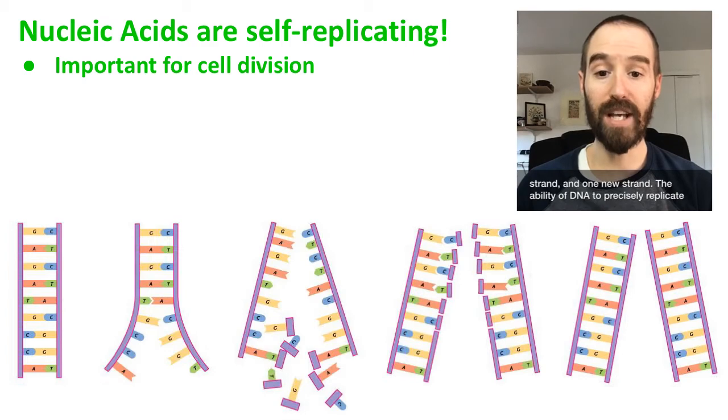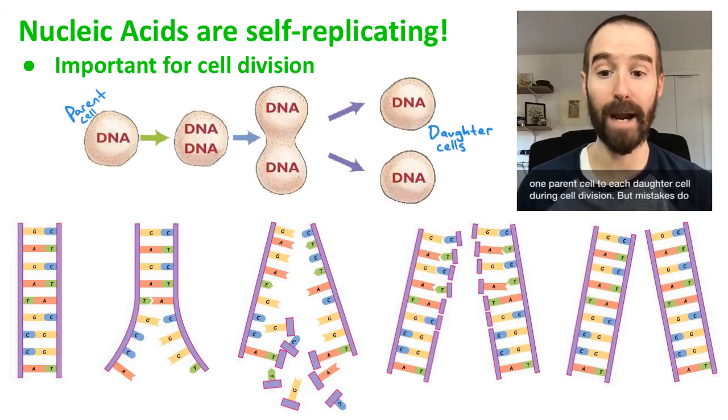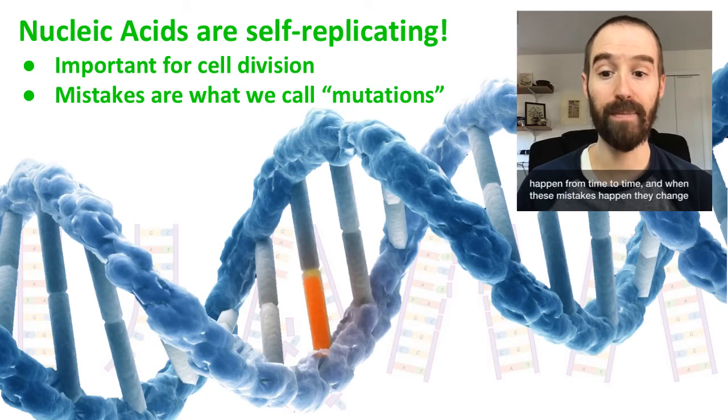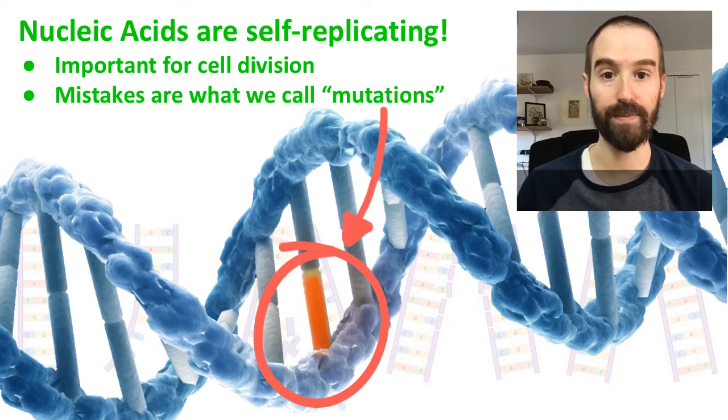The ability of DNA to precisely replicate itself is what allows genetic information to be passed from one generation to the next, in much the same way that DNA is passed from one parent cell to each daughter cell during cell division. But mistakes do happen from time to time, and when these mistakes happen, they change the genetic code inside of our cells. We call these changes mutations.